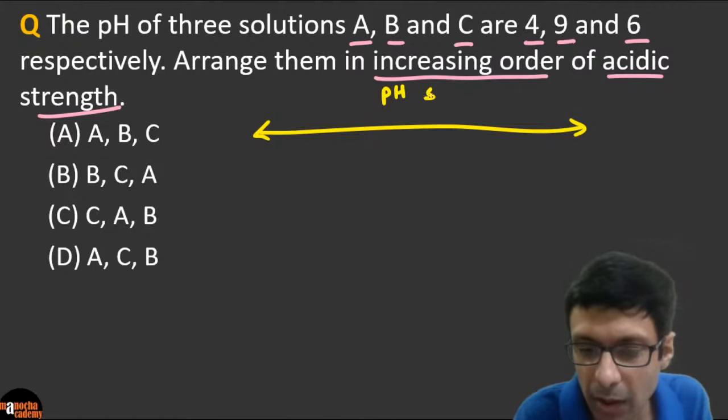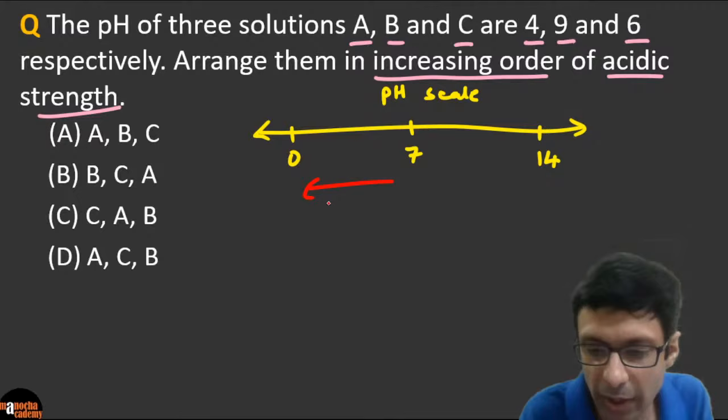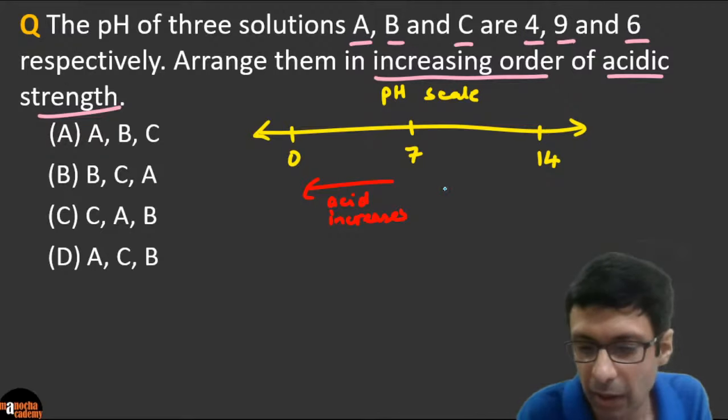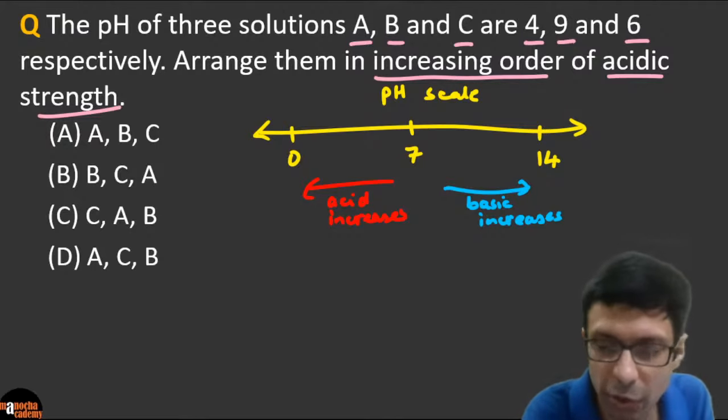Very simple. Our pH scale goes from 0 all the way up to 14, and remember 7 is neutral, right? Here acidic strength increases, so we'll just write in short acid increases, acidic strength. Here basic strength increases. So basic or basicity we can say, basic strength increases. I'm just writing it in short there. And 7, remember, is neutral.